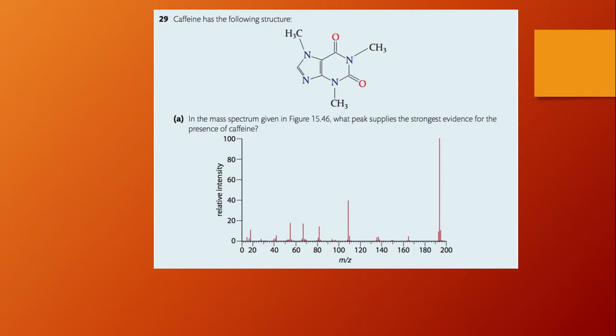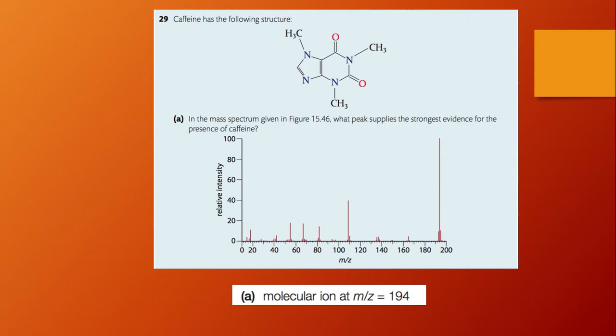All right, we have one more problem here. We're going to look at 29, which is going to start by looking at caffeine, and we're given the structure of caffeine. In letter A, it says, in the mass spectrum given, which peak supplies the strongest evidence for the presence of caffeine? Well, we talked about this quite a bit. It was mentioned earlier that the molecular ion at the end, which is around 194, gives the total molecular mass of our structure of caffeine.